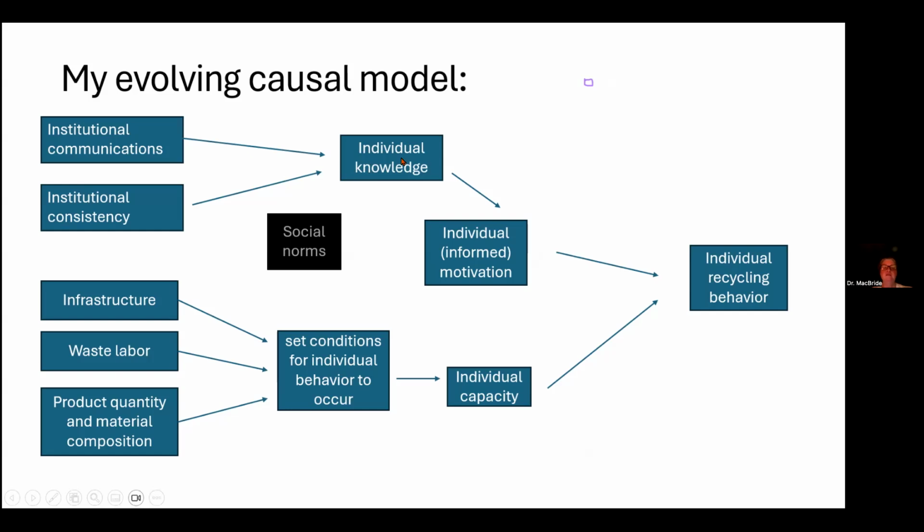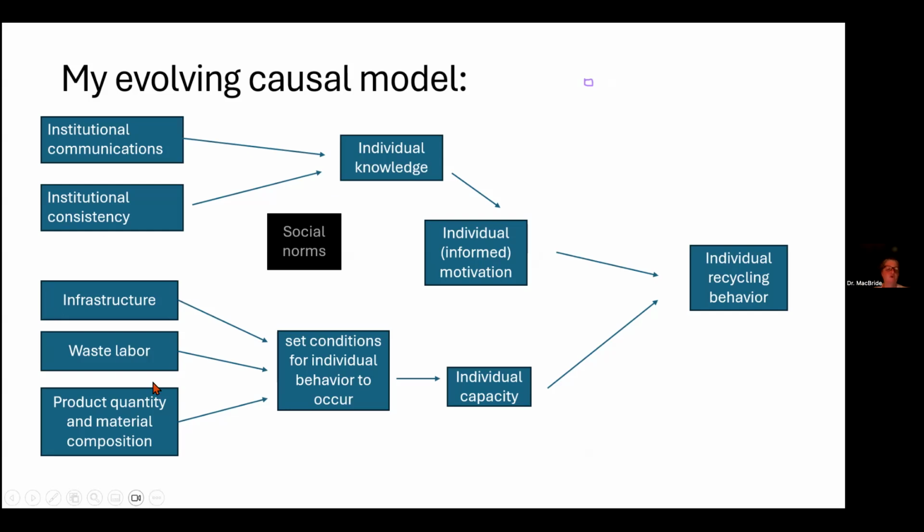And also consistency. A terrible problem in my city is that recycling programs come and go. In some years, people are told to recycle certain things. In other years, they have to recycle other things. And there's a lack of consistency. This is a terrible problem in New York City government. So that was how I understood knowledge and motivation at the individual level.